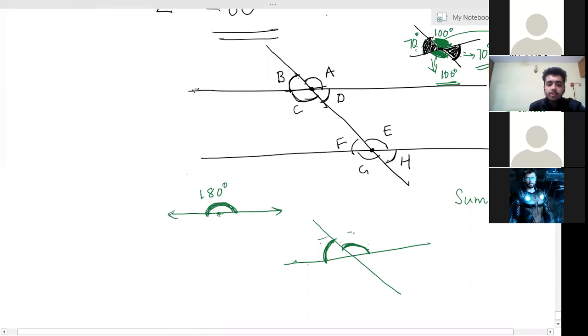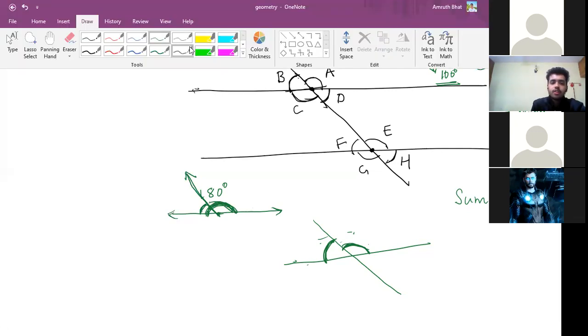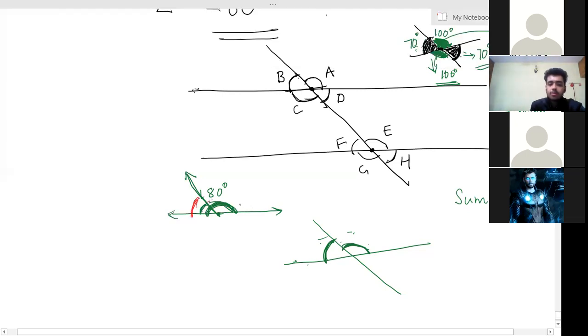So if I divide this straight line into many angles, for example, like this angle plus this angle, now I got two angles. One is this smaller angle, another is this bigger angle. So what will be the sum of this smaller angle plus the bigger angle? 180 degrees. So now this is 180 degrees.